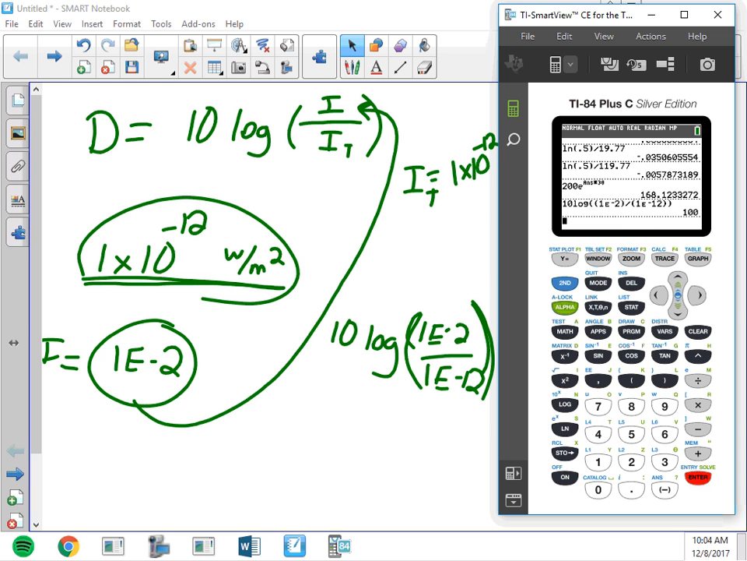So we ended up with negative 12. Don't put minus, it's got to be negative. So that would be a decibel of 10.